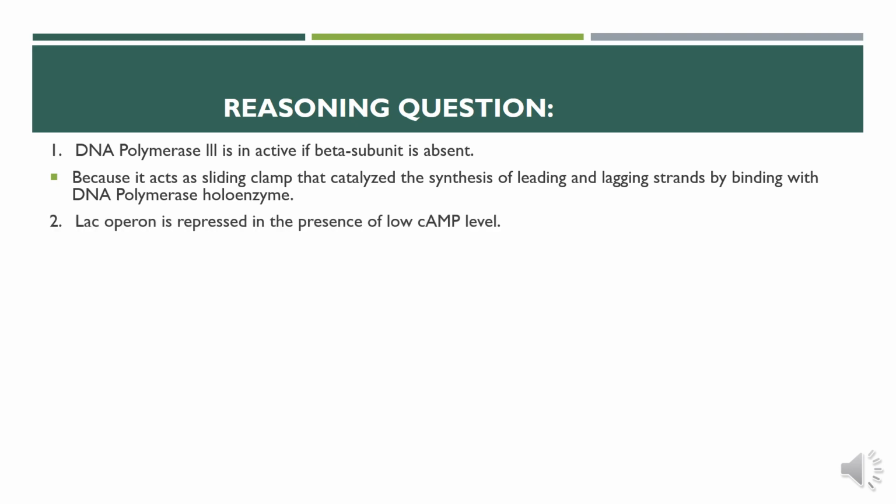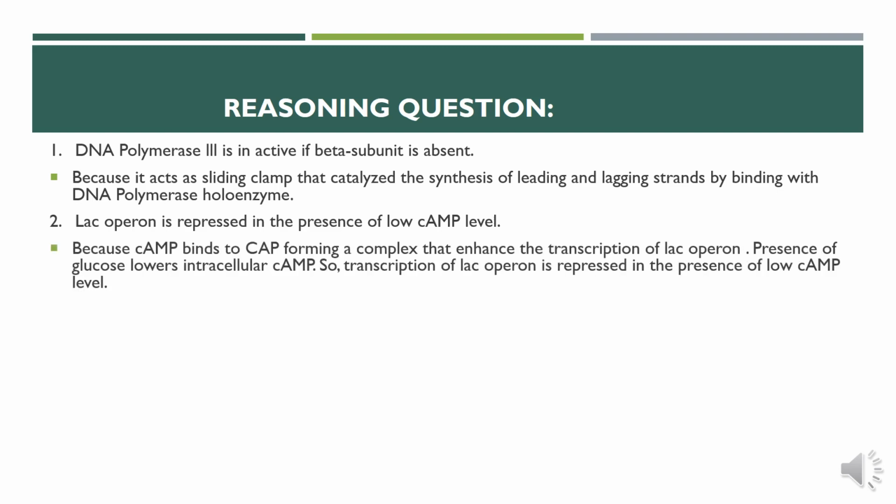Number 2. Lac operon transcription is reduced in the presence of low cAMP level, because cyclic AMP binds to CAP forming a complex that enhances the transcription of lac operon. Presence of glucose lowers intracellular cyclic AMP level, so transcription of lac operon is reduced in the presence of low cyclic AMP level.